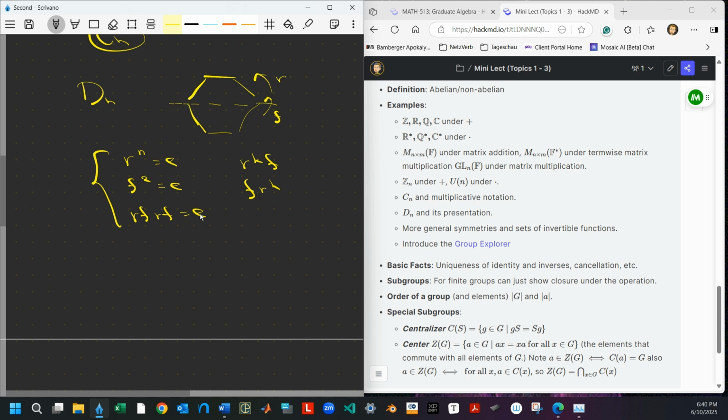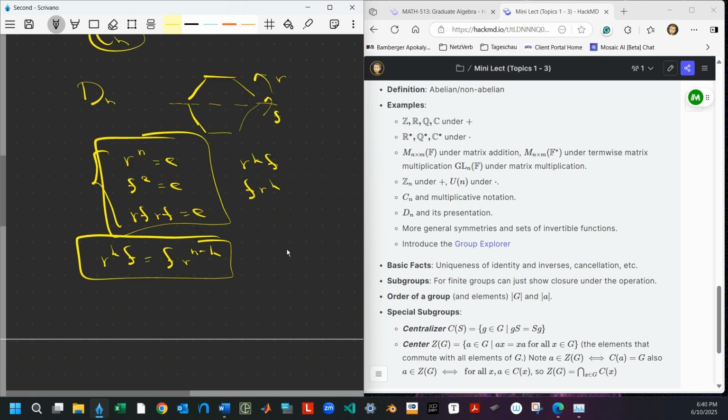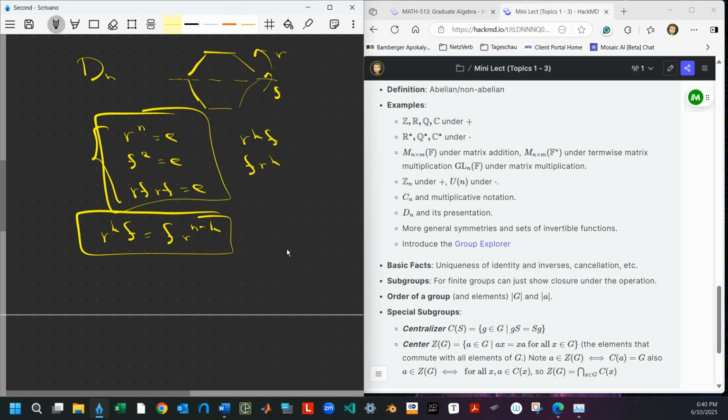You know, so for example, we can show that RKF is actually equal to F R^(n-K) in this case, right? So that's a useful thing to remember about these. There's a whole bunch more about this in the visual group theory class, but I kind of like just reducing it down to these 3 simple relations and doing almost all the calculations based on that. Let's see.